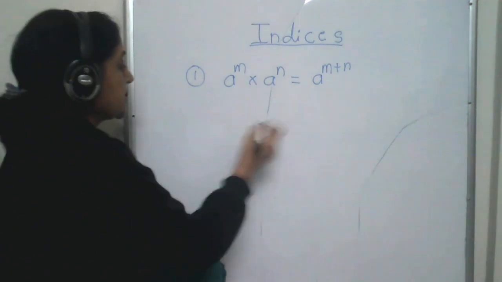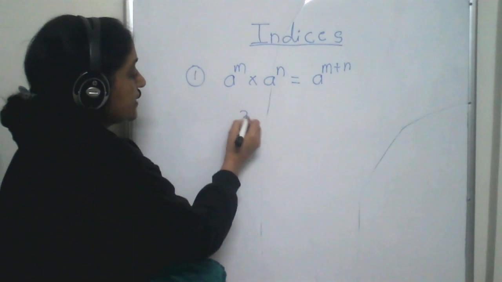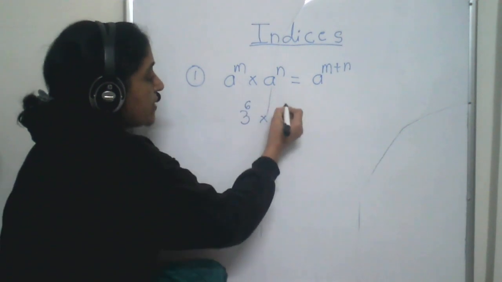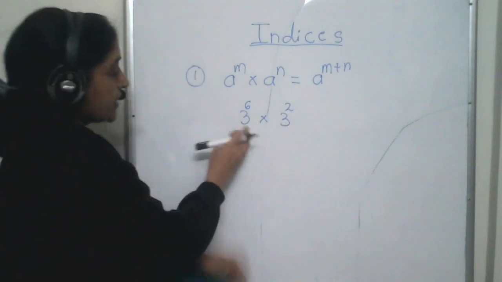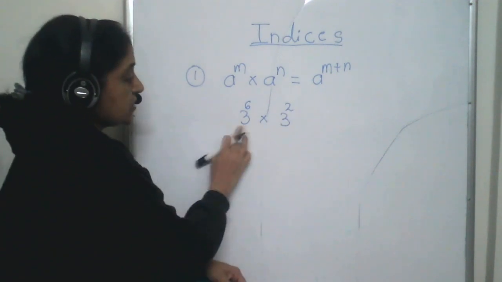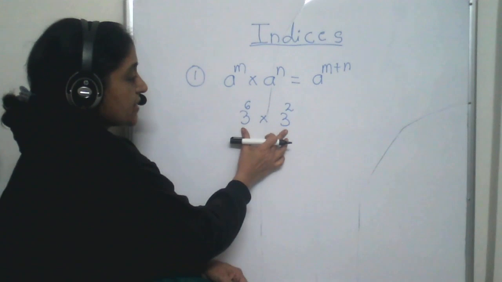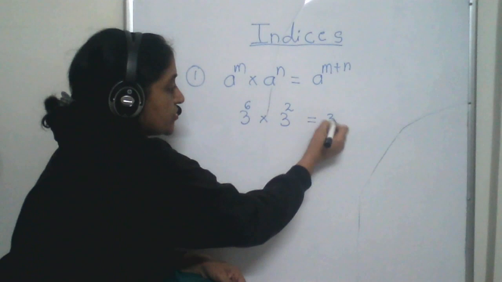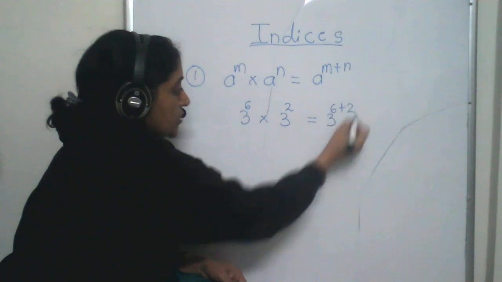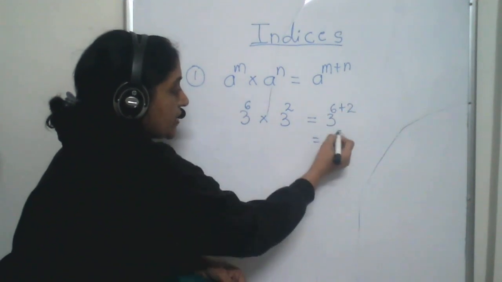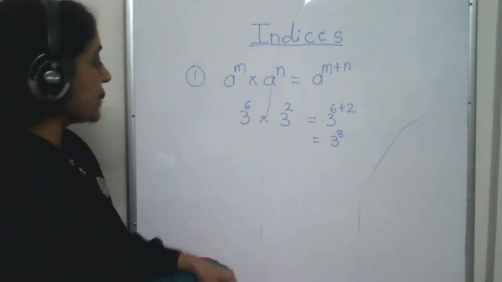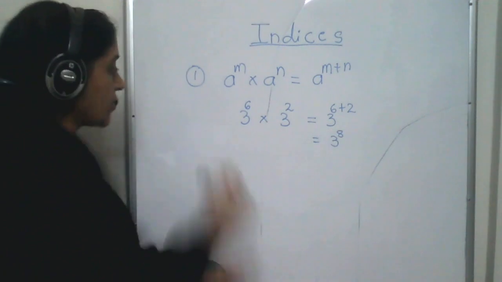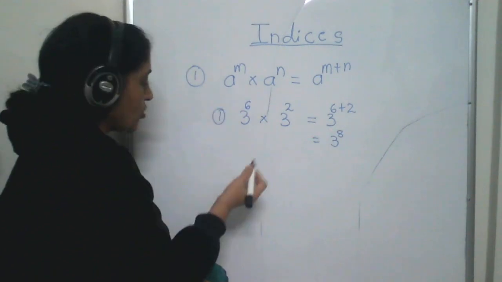Try to understand it. Now, if we have an example, 3 to the power 6 into 3 to the power 2. Now look at this multiplication operation. Both bases are 3, the same, and there are two different exponents. So 3 to the power 6 plus 2, you are going to get 3 to the power 8. Now if you think that only if they are different are we supposed to add? Not at all. You can add when they are the same also.